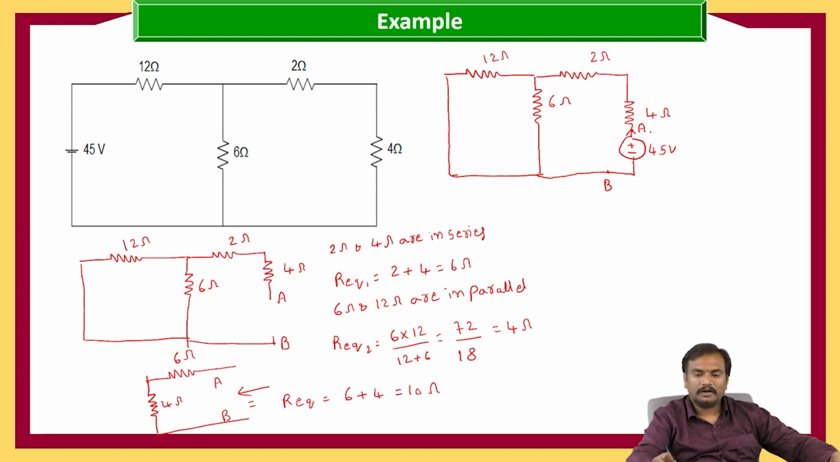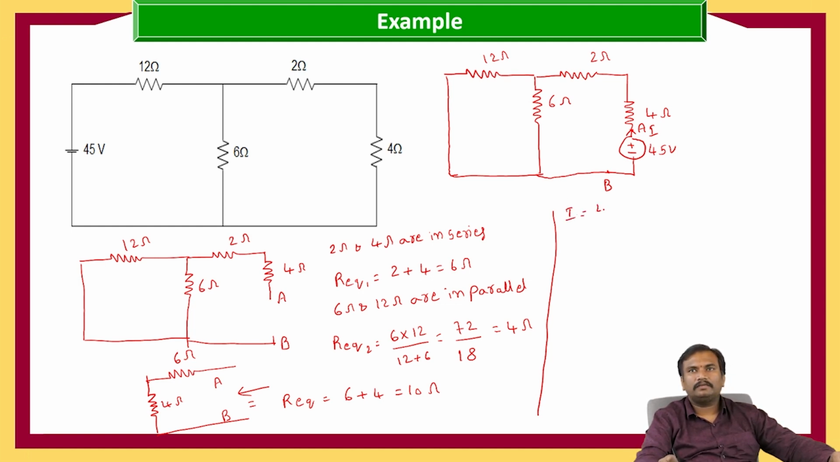So we are going to get the current I is equal to 45 by the total equivalent resistance, we got it as 10, that is equal to 4.5 amperes. Now we got the 4.5 amperes. This 4.5 amperes is divided into two, that is I dash and I double dash, which we need to calculate.